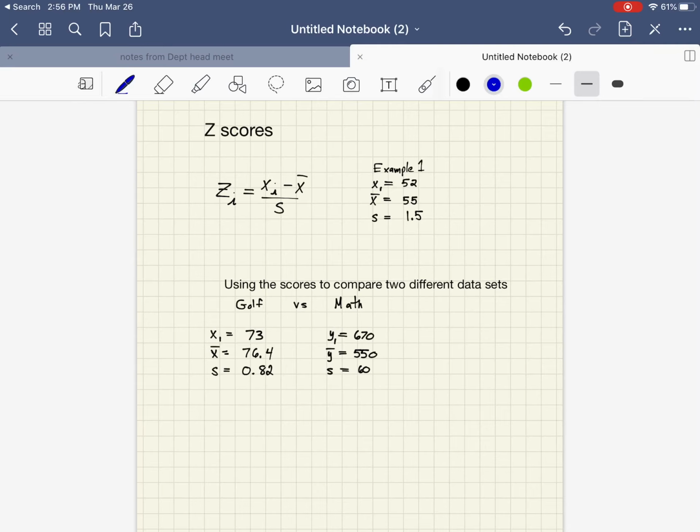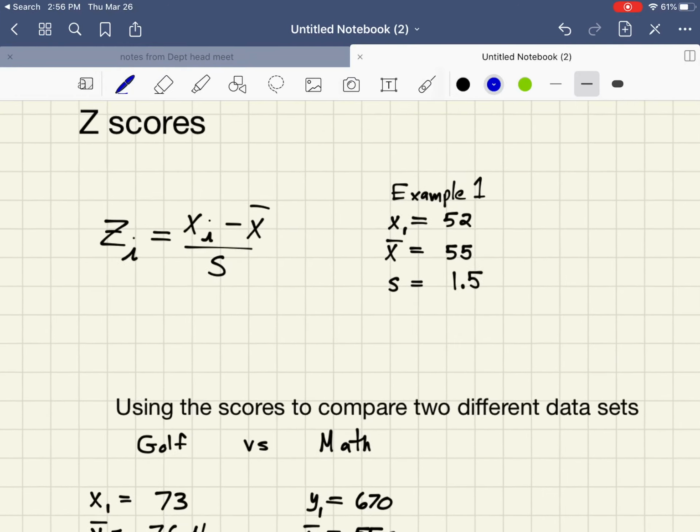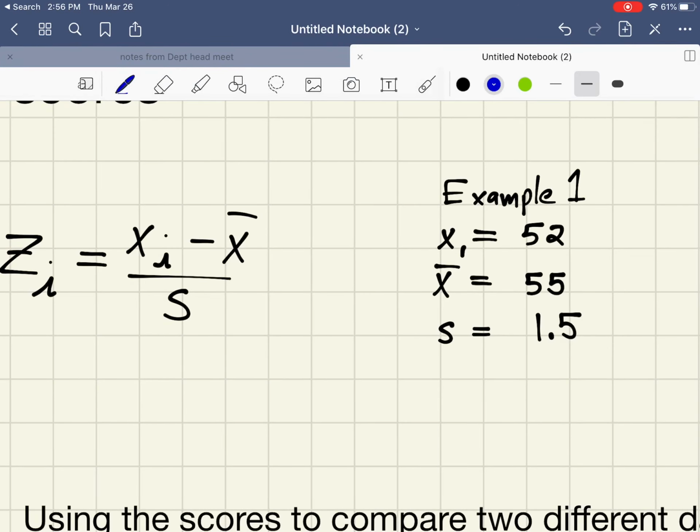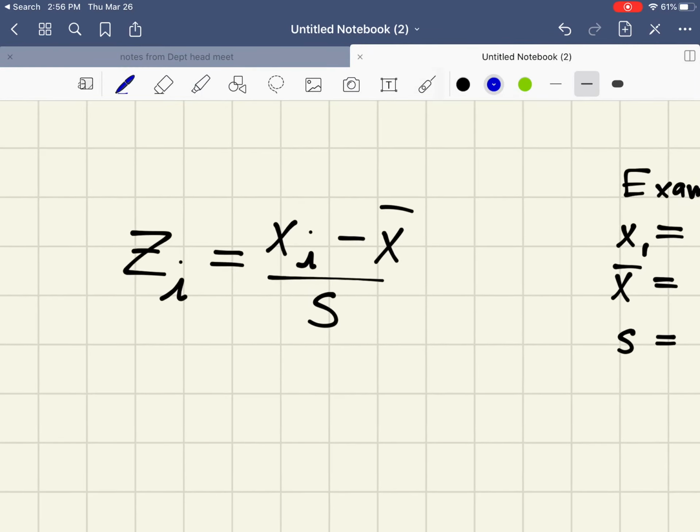This is a lesson on z-scores. First, we're going to do one really simple problem on how you actually calculate a z-score, and then we'll do a couple where we actually calculate them and then compare them, which is really the purpose. So here we have the formula.